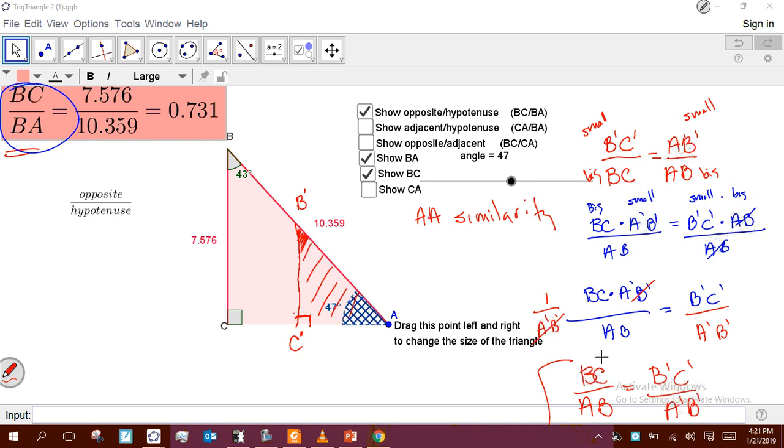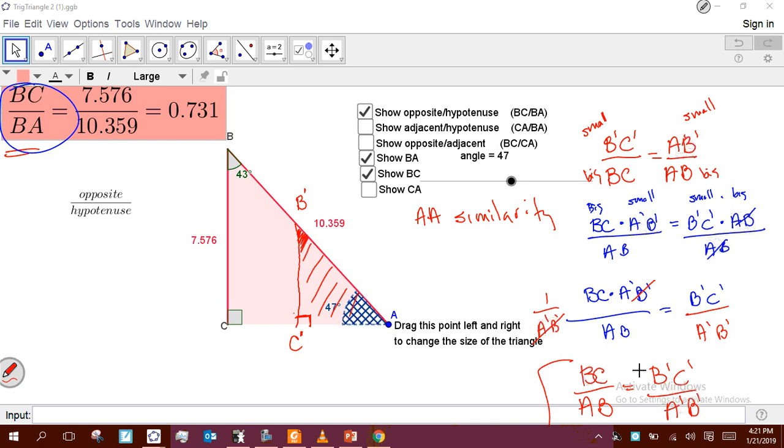And what you're seeing here now is that BC over AB, BC over AB. Well, that BC comes from the big triangle, and AB also comes from the big triangle. So now we're comparing two parts from the same triangle right here. That should equal then, look over here, this leg from a small triangle compared to the hypotenuse of that small triangle. So these are both from the small triangle.